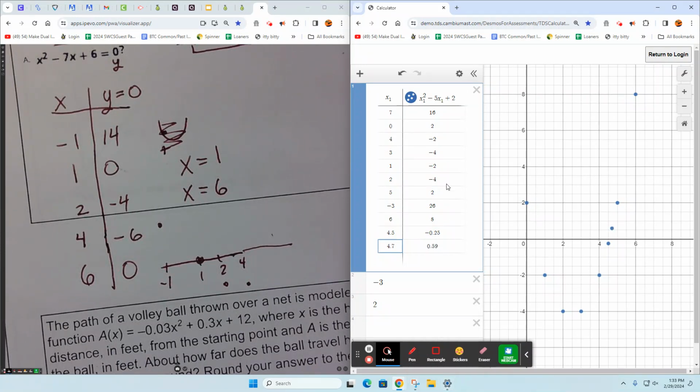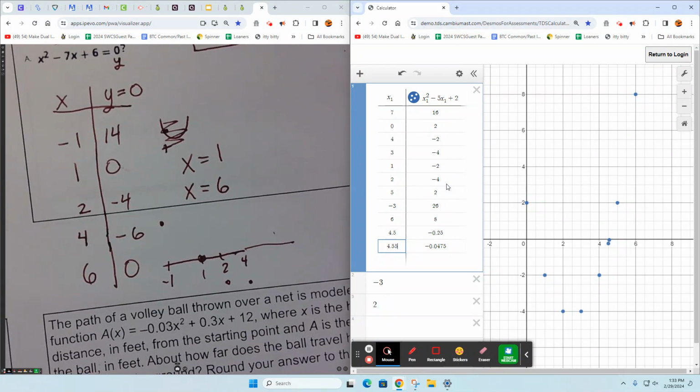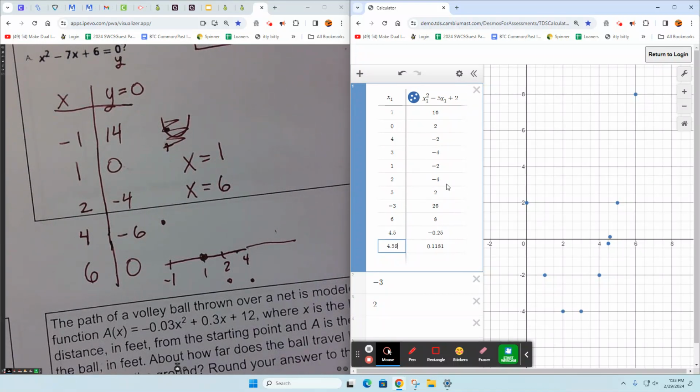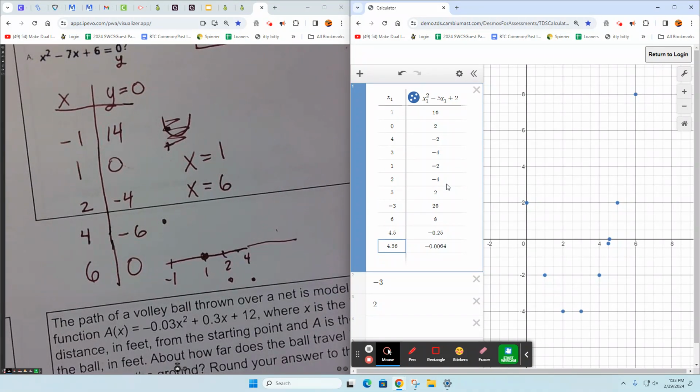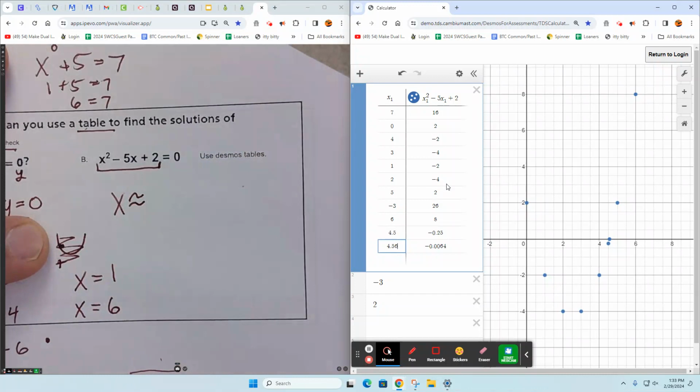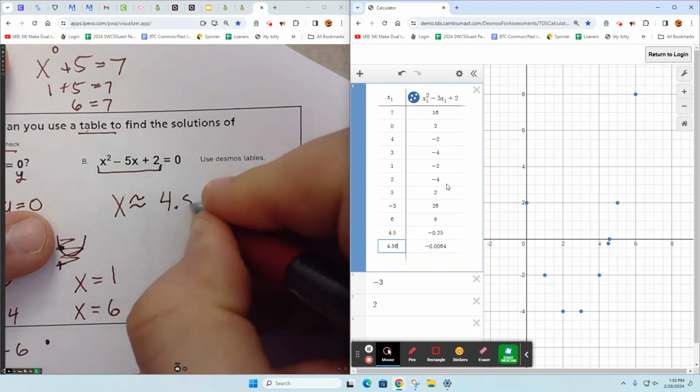4.7. Too far. 4.6. Too far. 4.55. 4.54. You're going the wrong way. 5.1. 5. Going the wrong way. 4.6. We're going to call that close enough. How do I say close enough? The equals with the wavy lines. Okay, that's an approximation symbol. We're going to say that it's about 4.56.